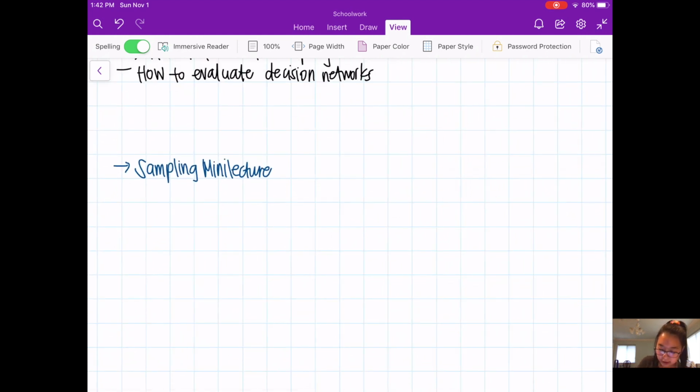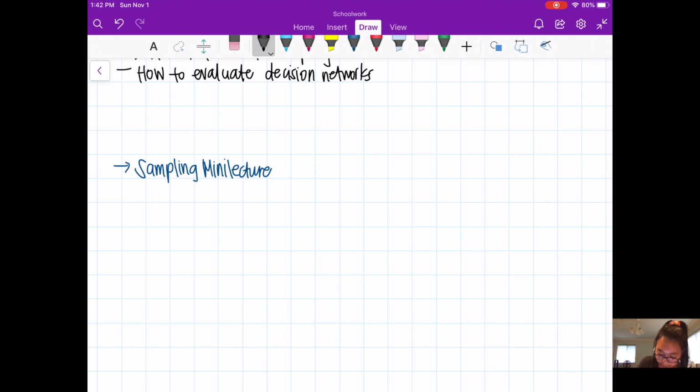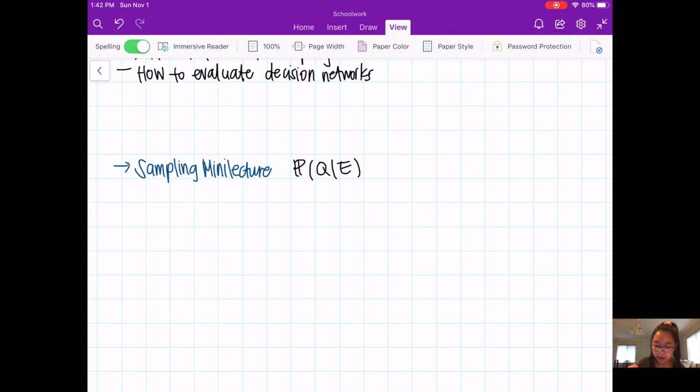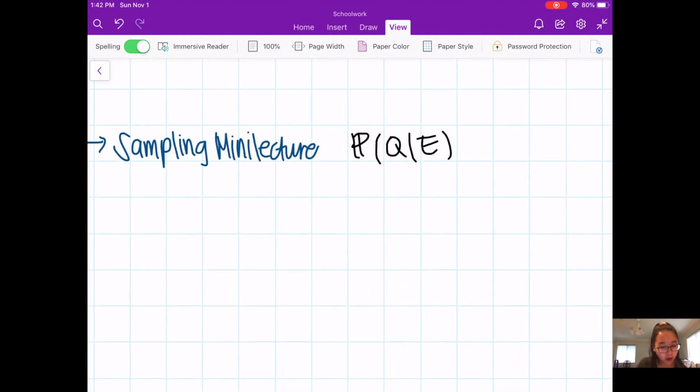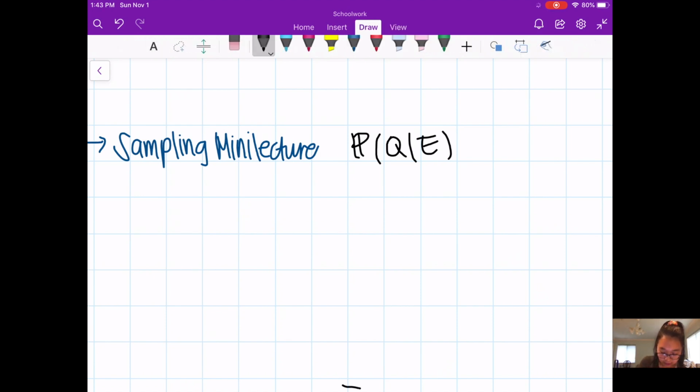So with sampling, you're essentially trying to determine a probability, and usually it's the probability of Q, which we call our query variable, given our variable E, and E is representing the evidence that we observed. So we're usually trying to just model all the probabilities in this way. And for sampling, there are 4 main types of sampling that we use. So one of them is what we call prior sampling.